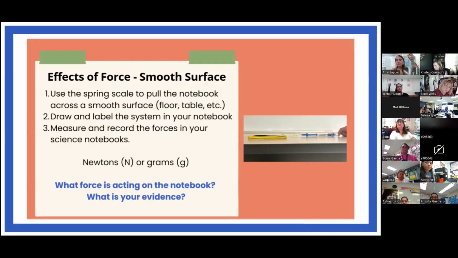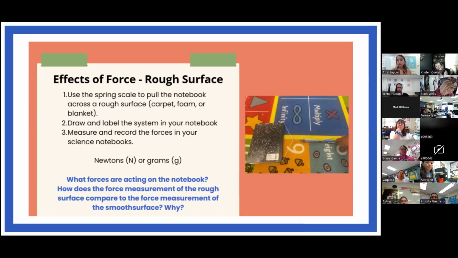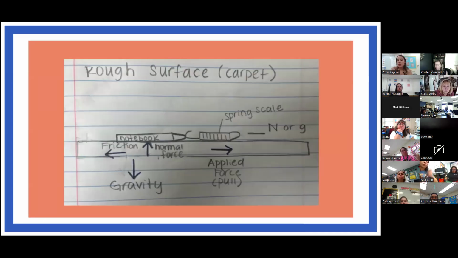Just instead of using a composition notebook, using the readers, if you have a spring scale where the capacity is lower. Okay, so they'll have the opportunity to drag their notebook across a smooth surface compared to a rough surface. So really examining the effects of friction on a pull. And so it instructs them to draw and record that system in their notebook and then label the forces that are present. And then it also has them do that with a ramp as well.